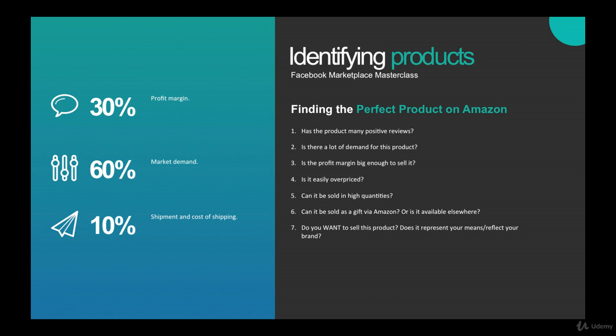So then number 6, can it be sold as a gift via Amazon or is it available elsewhere? So when we only talk about Amazon in particular, it is possible to actually send a product as a gift to other people. Why is this so important? Well, when you send a gift to other people, you can punch in their address. And when you do that, the product is basically a dropshipping product because you never touched it. You never touched the product.